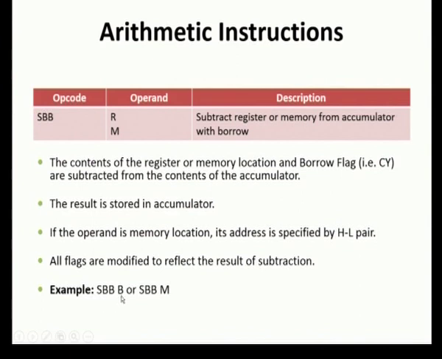SBB B. So, how does it subtract? Accumulator content minus B register content minus the carry flag content, then the result is stored in the accumulator. In the previous case it was only A minus B, now there is the carry flag. If the carry flag is 1, the resultant value is subtracted by 1, otherwise it is 0. In case of M, the M content is subtracted from the accumulator, then if carry is set, the corresponding value is subtracted. Finally, the result is stored in the accumulator.